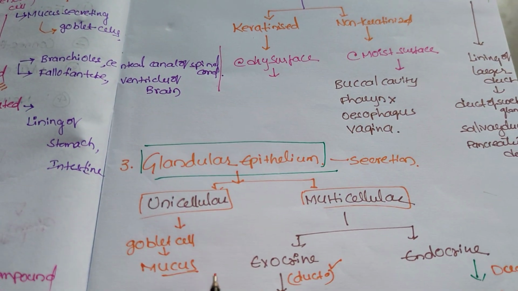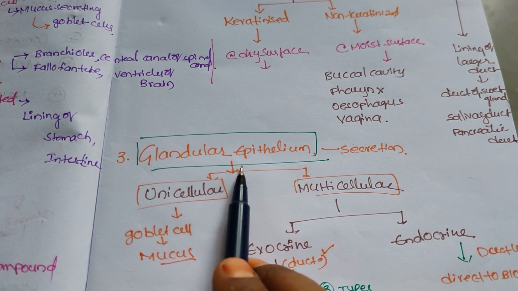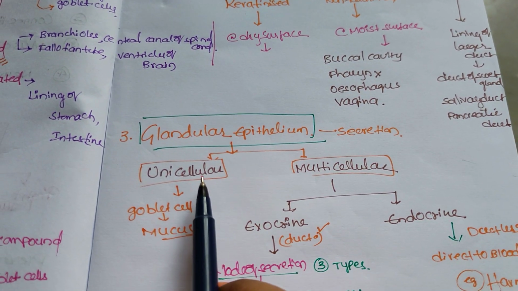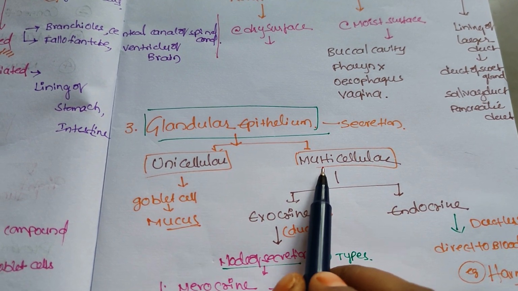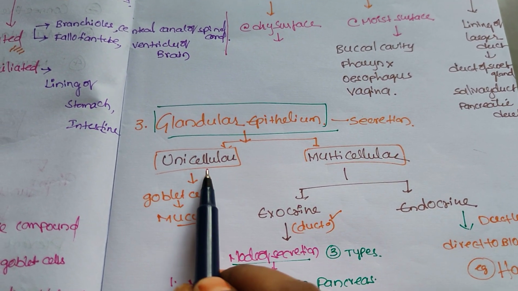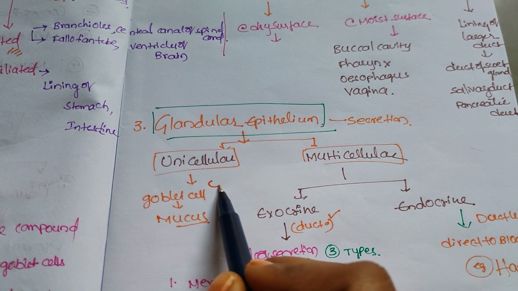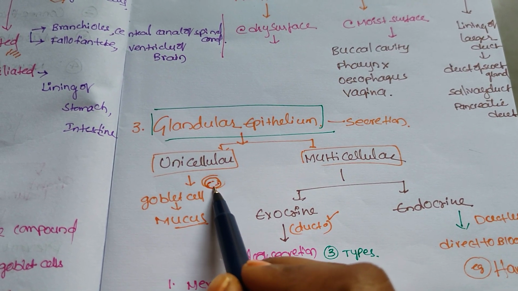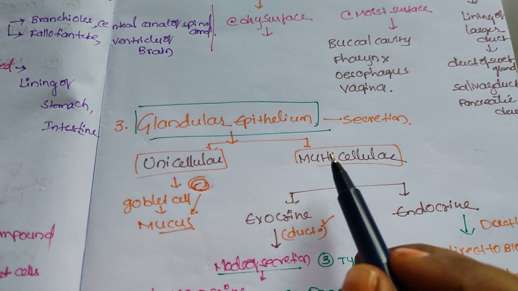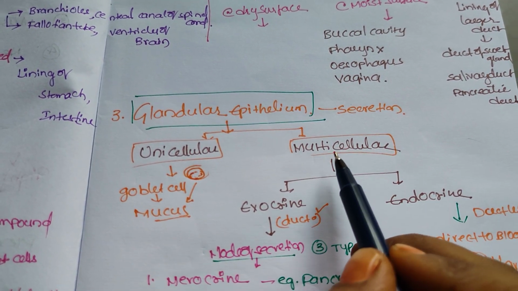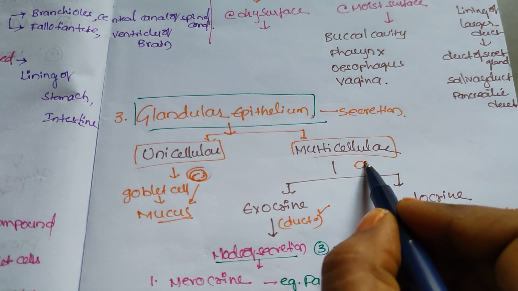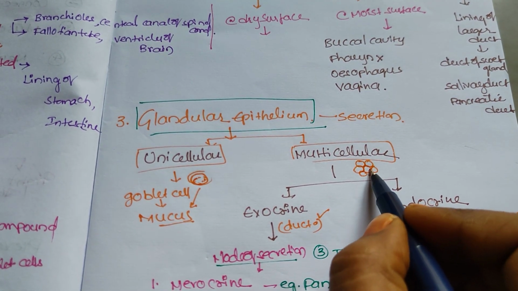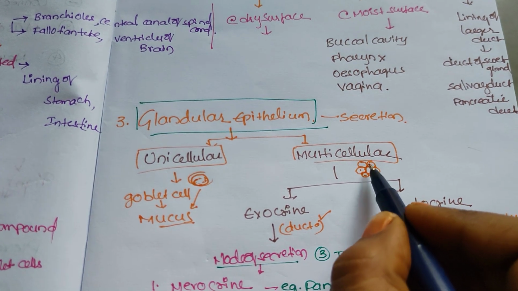Then come to the glandular epithelium. Glandular epithelium means they secrete some secretions. In that again two types, unicellular and multicellular. The name itself indicates it. Uni means single, so a single cell will secrete the secretion, that is goblet cells secrete mucus. Then multicellular means many cells together form a tissue, and this will secrete some secretions.